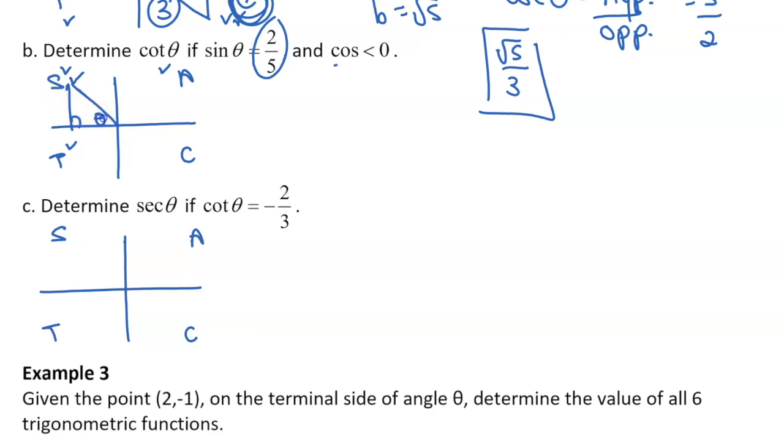Sine is opposite over hypotenuse. So opposite 2, hypotenuse 5. You could do Pythagoras. I'll let you do that on the side there, and you would get the square root of 21. And you could put a negative there if you want, because we're going to the left. And it's saying find the value of cotan theta.